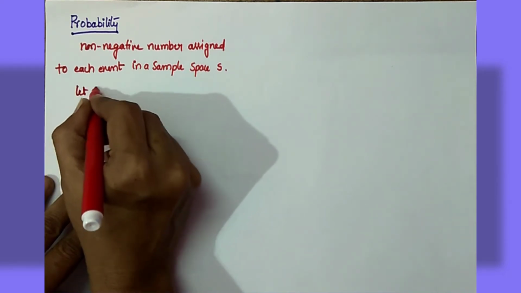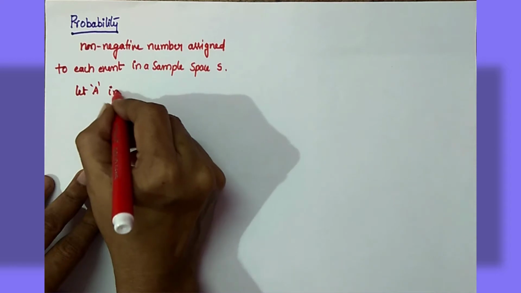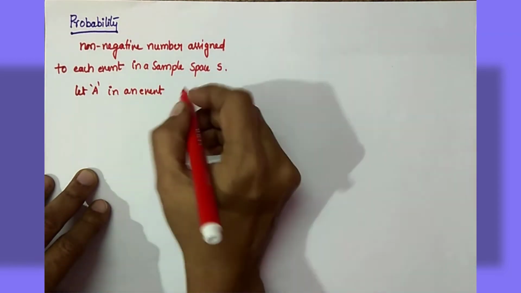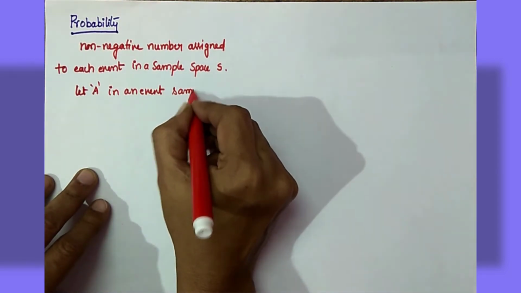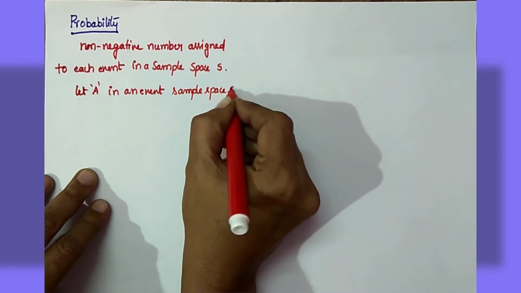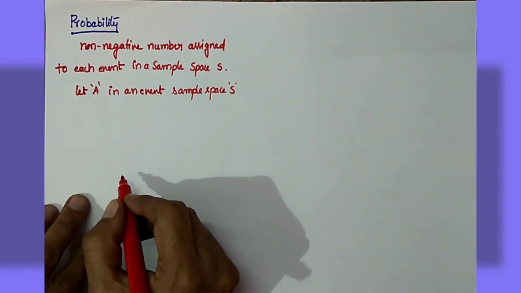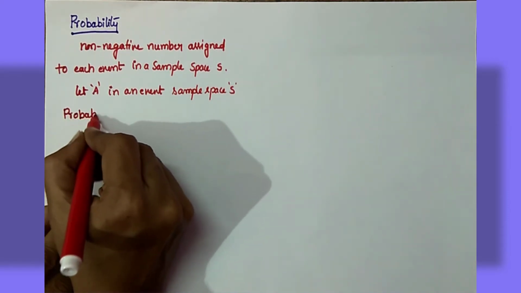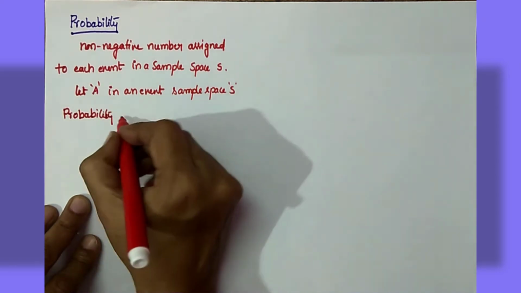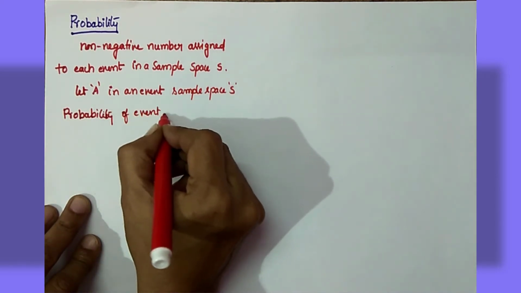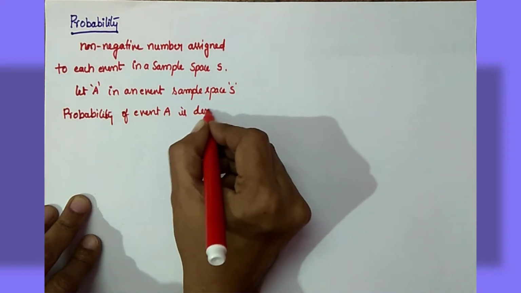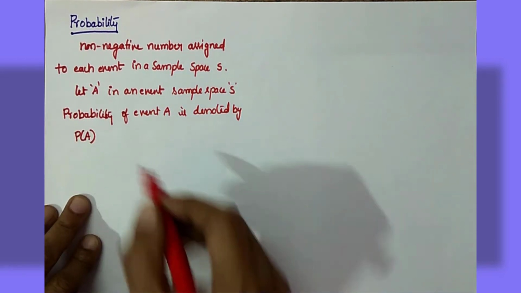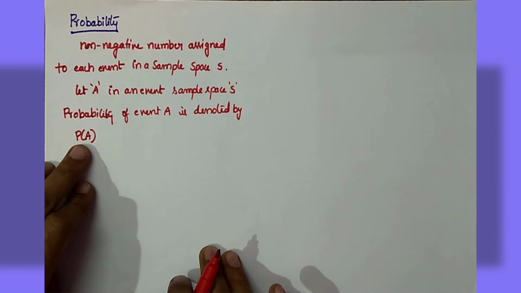Let A be an event in sample space S. Then the probability of event A is denoted by P of A. So probability of event A is denoted by P of A.